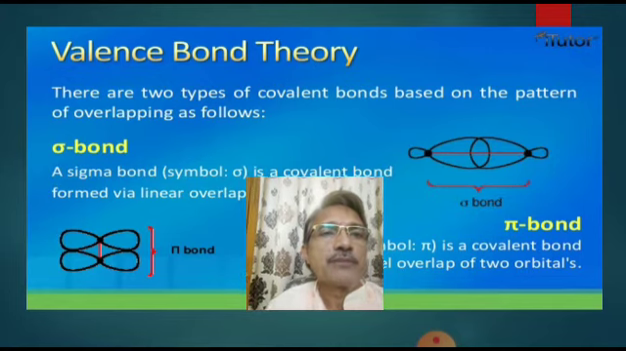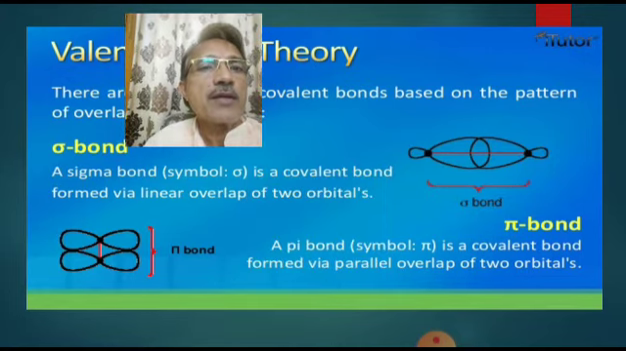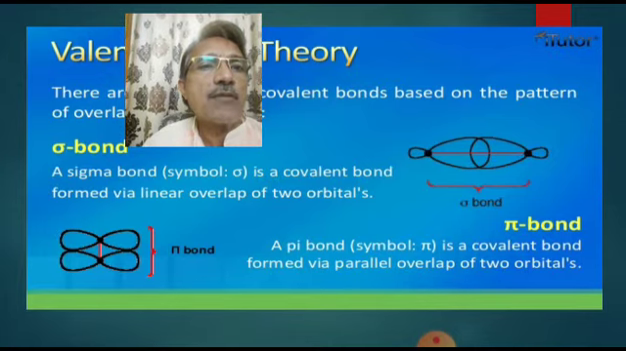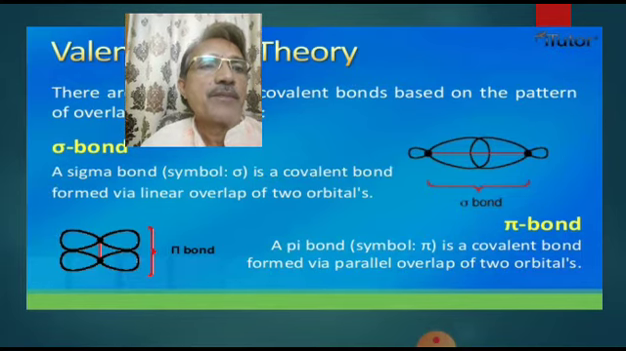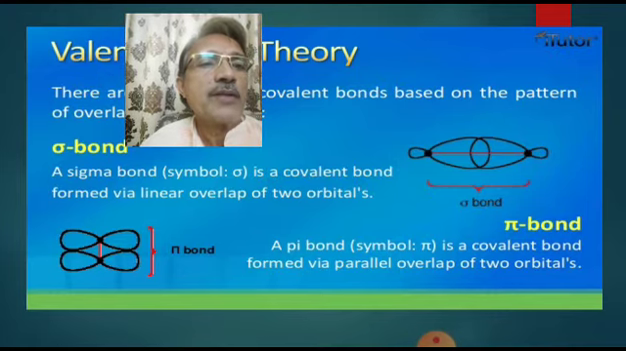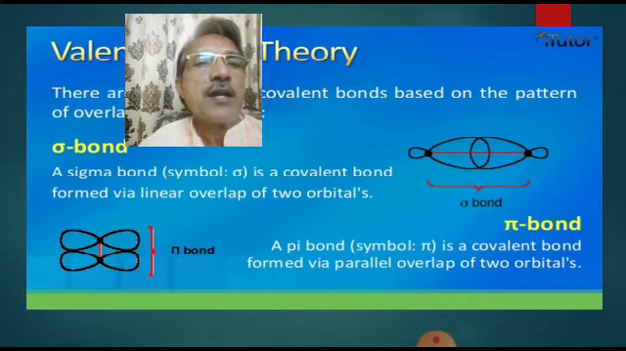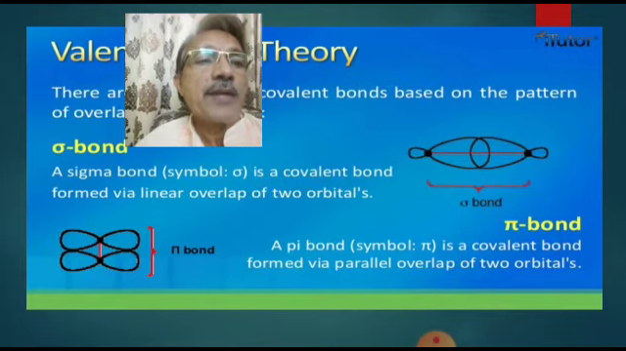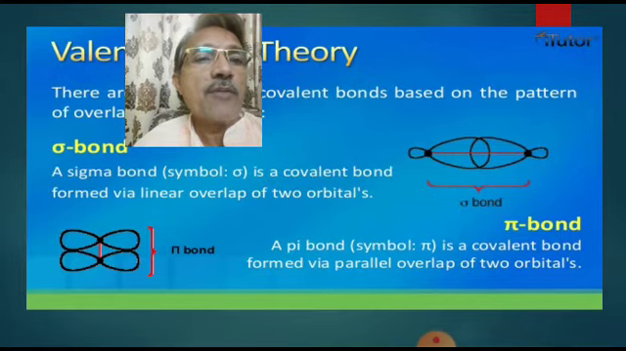Initially, sigma bond. Sigma bond is a covalent bond formed via linear overlap of two orbitals. Pi bond. A pi bond is a covalent bond formed via parallel overlap of two orbitals. See, sigma bond is a covalent bond formed by linear overlap of two orbitals. Pi bond is a covalent bond formed by parallel overlap of two orbitals.